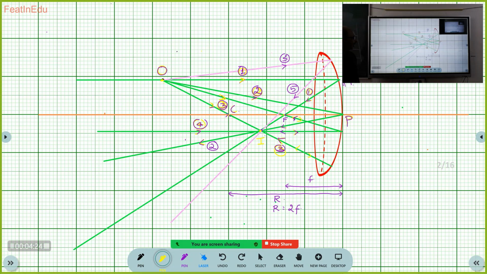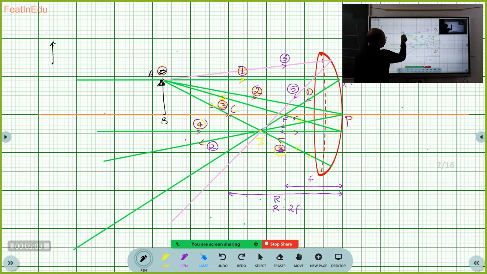Now, I will teach you the concept of extended object. Here I was showing you a point object. Extended object means what? If I draw this, the object becomes an extended object. So it has many points. Whatever analysis I did for one point, I have to do for all the points. So I am going to keep the extended object. The object is AB.